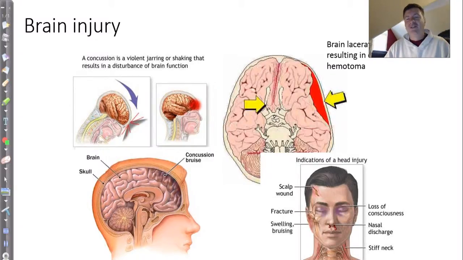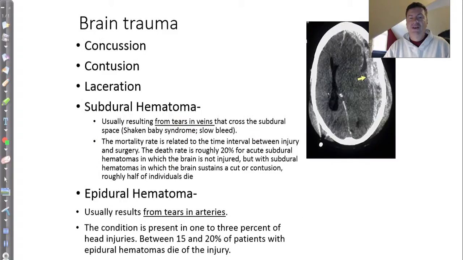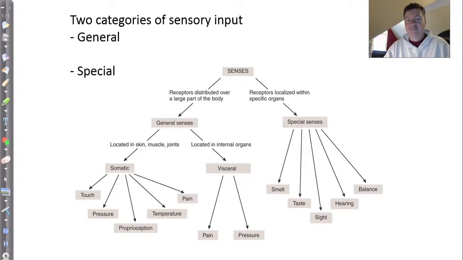So here's my brain injury slide. Go back then and look at the brain injuries, including when we talk about the difference between subdural and epidural hematomas, difference between a concussion and a contusion and a laceration. You should be familiar with these.